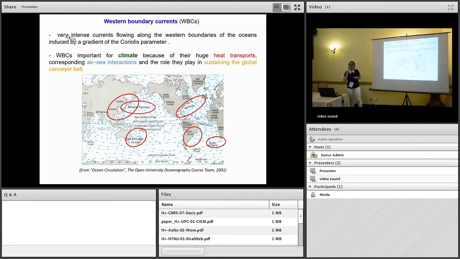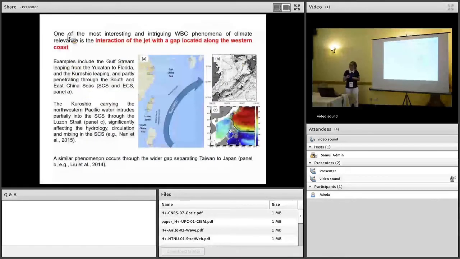These western boundary currents are very important because of the huge amount of heat that they transport from the equatorial regions toward the poles. It's well known the effect of the Gulf Stream making the climate milder in North Europe compared to other regions at the same latitudes. They are also important because of the corresponding air-sea interaction, and because they play an important role in sustaining the global ocean circulation.